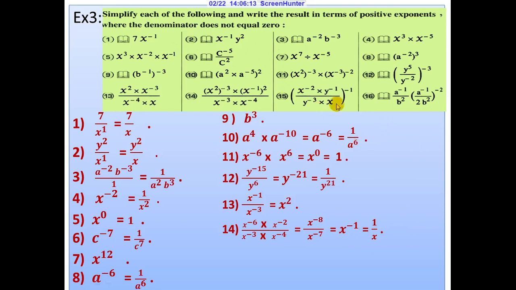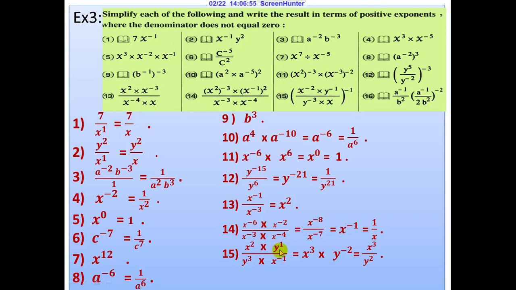Number 15, we have the expression in brackets raised to power negative 1. As the first step, we must distribute this power over all symbols inside these brackets. So number 15 will be x^2 multiplied by y^1, y here will be raised to power positive 3, and x^-1. We have a simplification here. We have x^2 over x^-1. We can divide both of them. Write x here and subtract their powers. It will be equal to x^3.